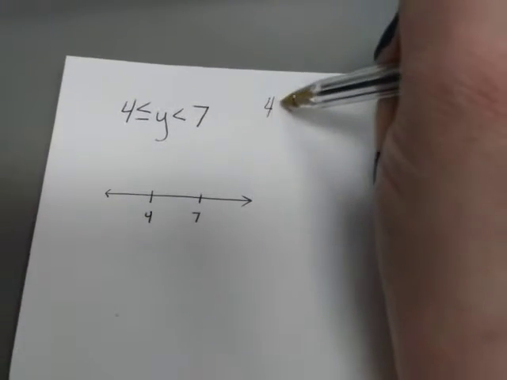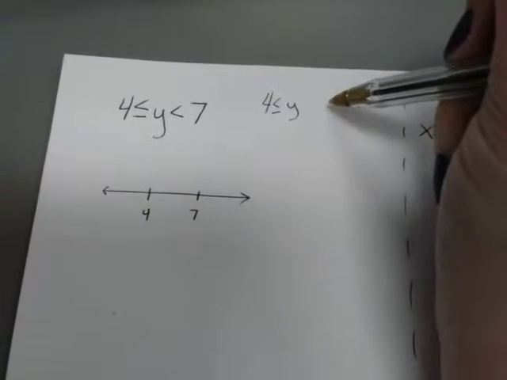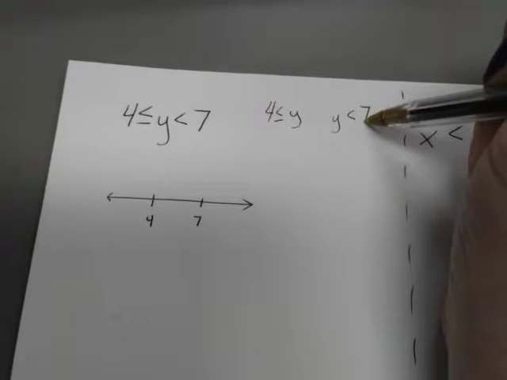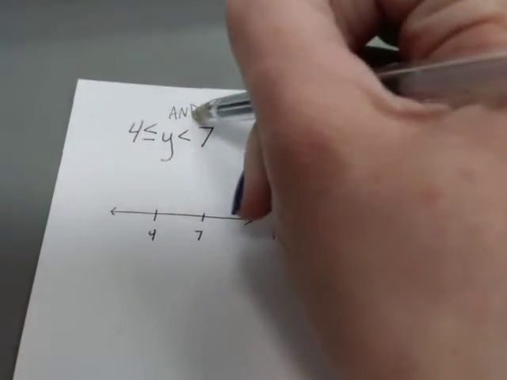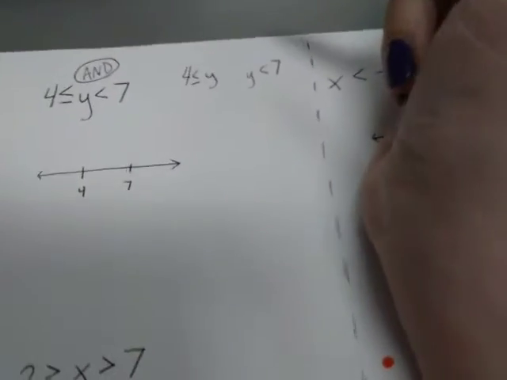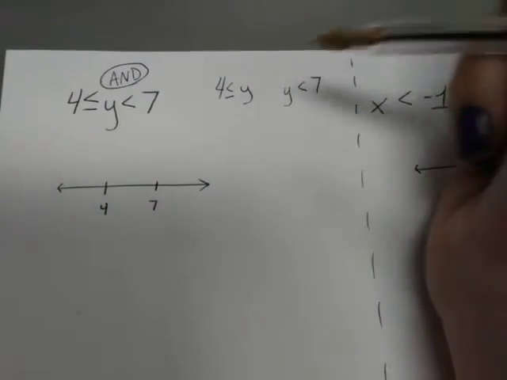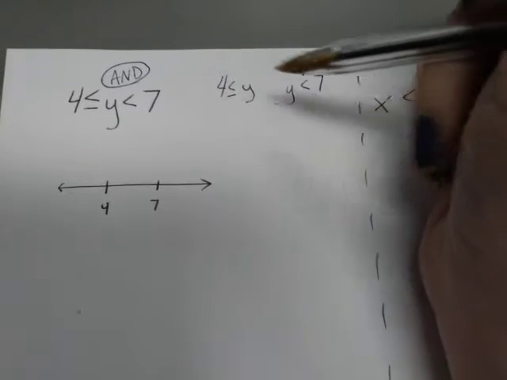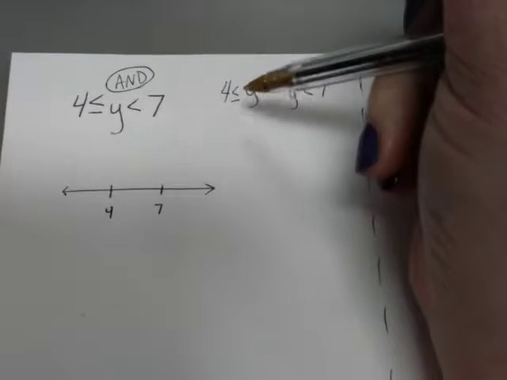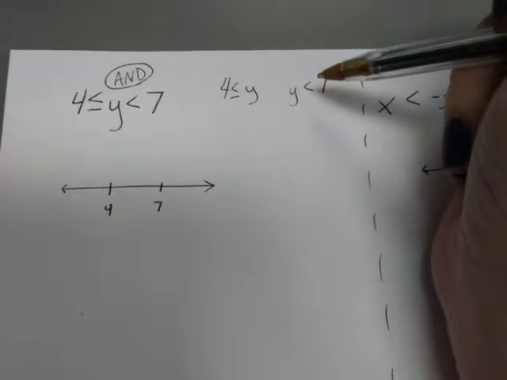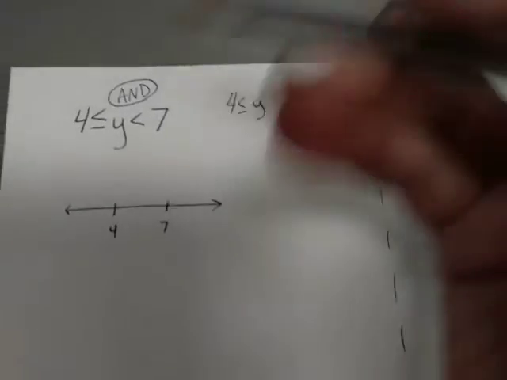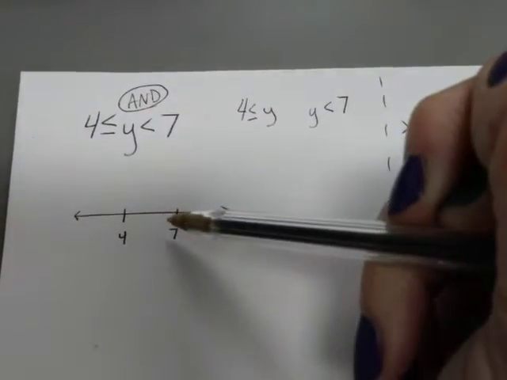So what this is saying is two things. 4 is less than or equal to y, and it's also saying y is less than 7. Now, because it is written squished together like this, I'm going to assume it's an and inequality. But that doesn't necessarily mean I have any answers. So let's see what this means. The question is, can I have both of these be true at the same time? Can I have y values that are bigger than 4 at the same time that I have y values that are smaller than 7? And the answer is yes. It happens when I have values that are in between the two of them.